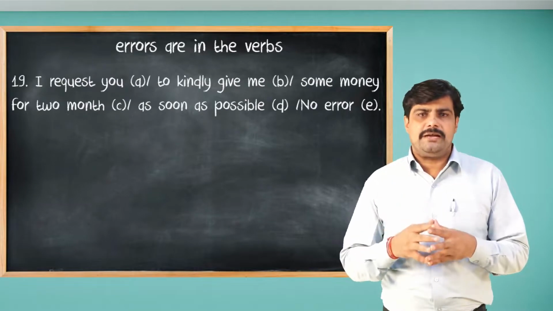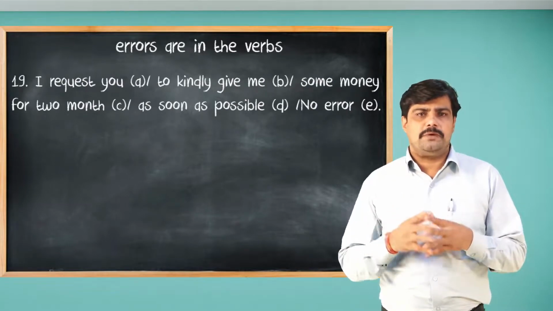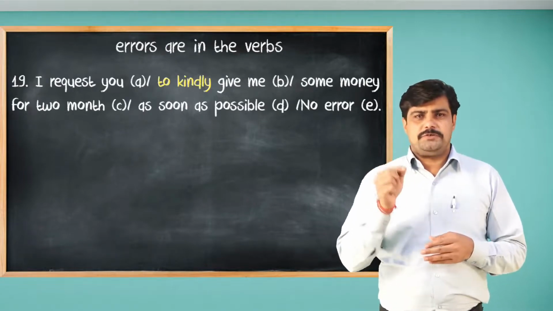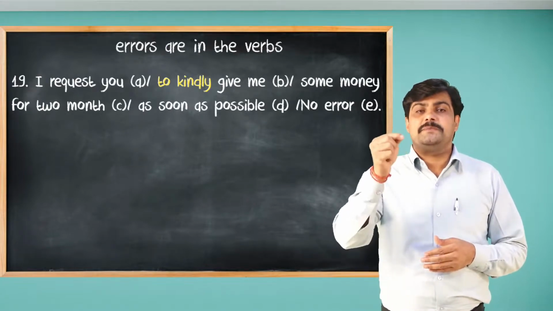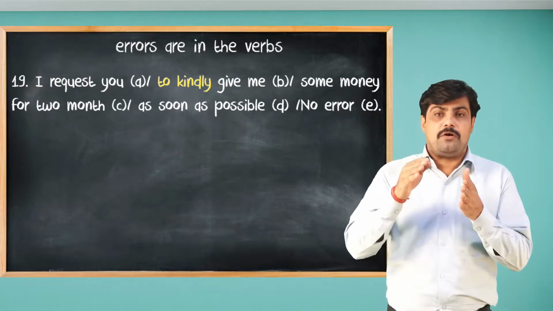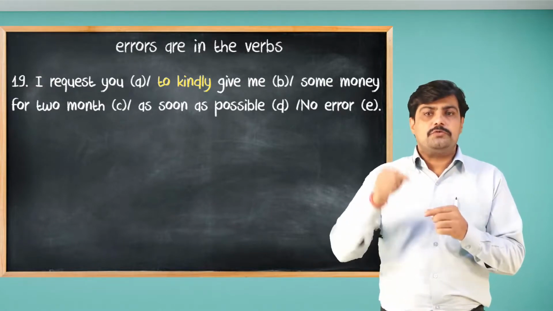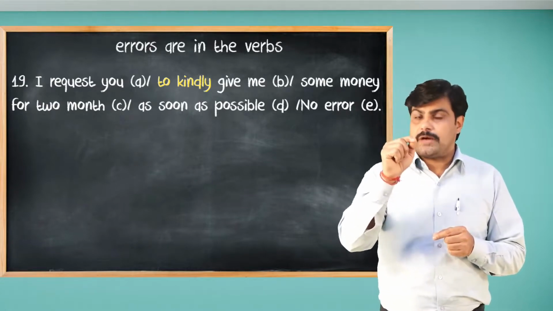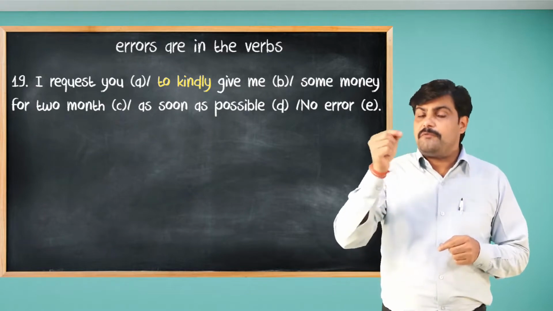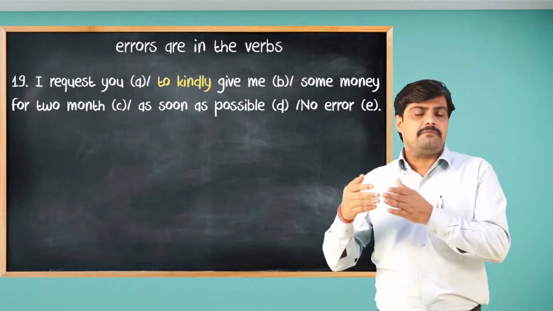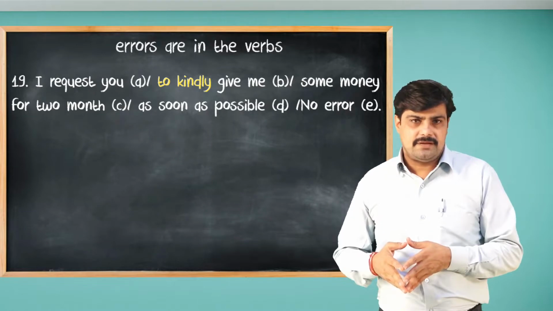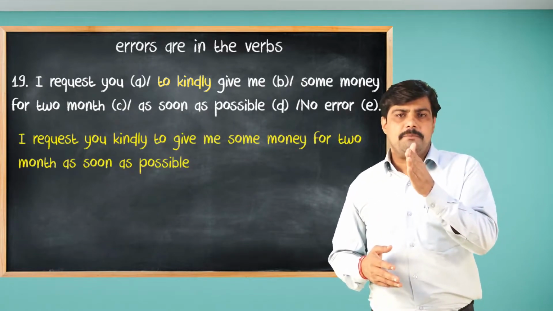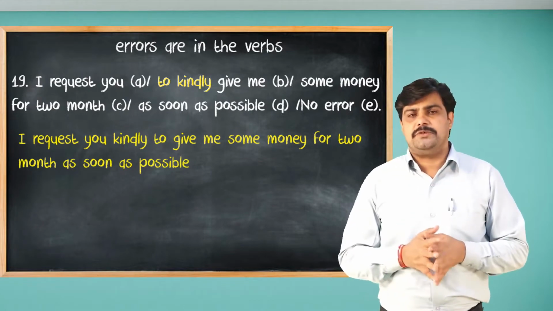I request you to kindly give me some money for 2 months as soon as possible. In the sentence, part B is wrong. You see, it is a case of split infinitive. It is wrong to use the preposition to before an adverb. Kindly use it before the verb so that it will become an infinitive. Now say this sentence, I request you kindly to give some money for 2 months as soon as possible.